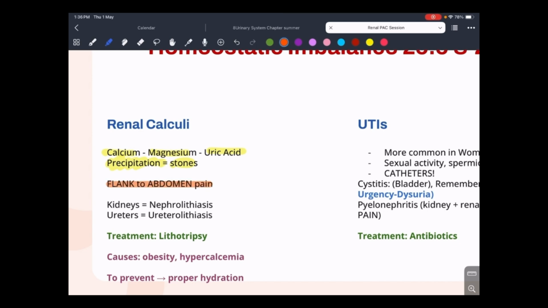And something that I want you to remember here is how the pain is described. Flank to abdomen pain. Why am I saying flank? If you put your hands on your waists, up here, on the sides, this is called your flank. So if a question ever shows you that there is pain from the flank down to the abdomen and it keeps moving down, this is because the stone causes pain as it keeps moving.